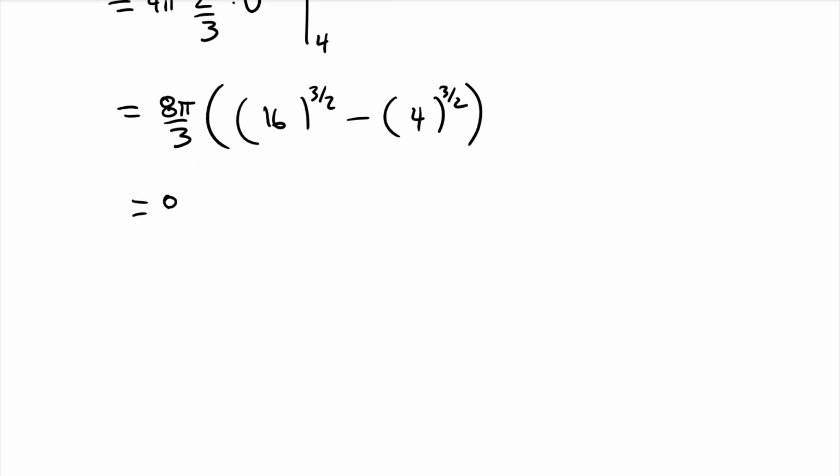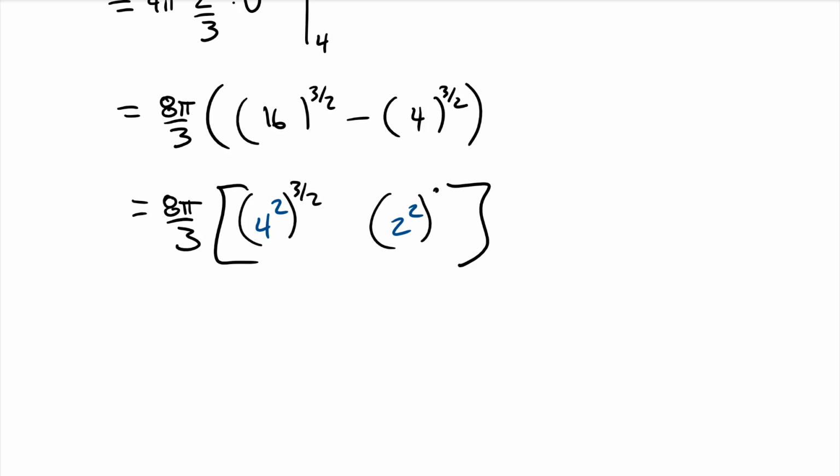So here we got 8 pi over 3 times. And then you're like, well, how do I do this? Well, isn't 16 4 squared and 4 2 squared? And then raised to the 3/2 power. Don't these 2's just cancel out? Isn't that just a multiplication? Isn't 2 times 3/2 3? Yeah, buddy. So what are we left with? We're left with 8 pi over 3 times 4 cubed minus 2 cubed.